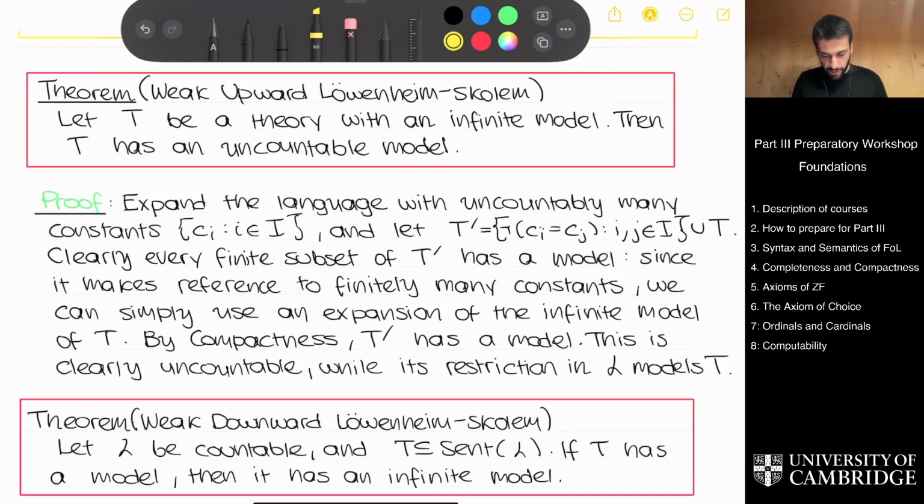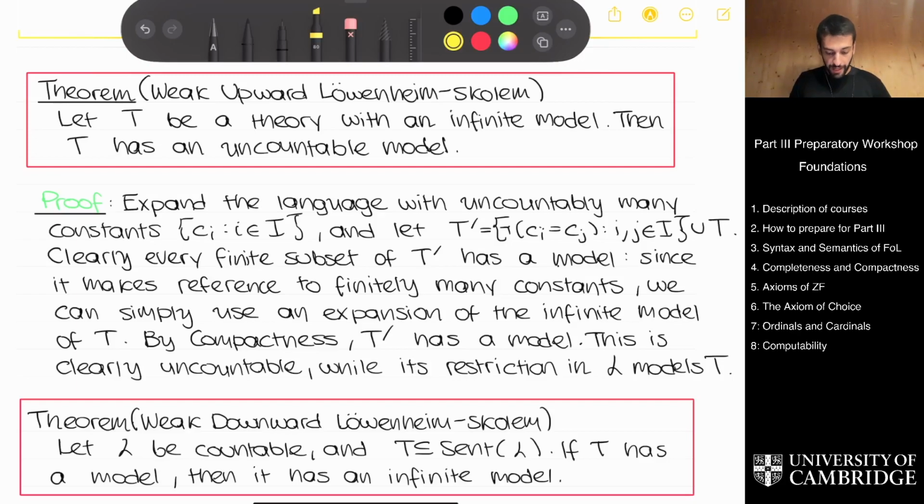Okay, well, is this satisfiable? Clearly every finite subset of T prime has a model. Why is that? Any finite subset will only make reference to finitely many of these constants, and therefore what we could do is just take this infinite model of T, which we know to exist by assumption, and expand it by interpreting these finitely many constants that appear in this finite subset. And this would give a model of the finite subset of T prime. Again, this can be done because we know that T has this infinite model.